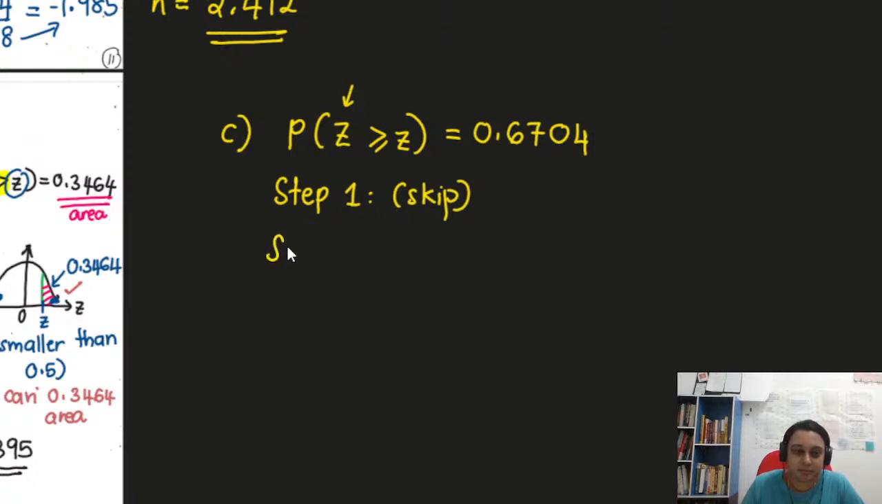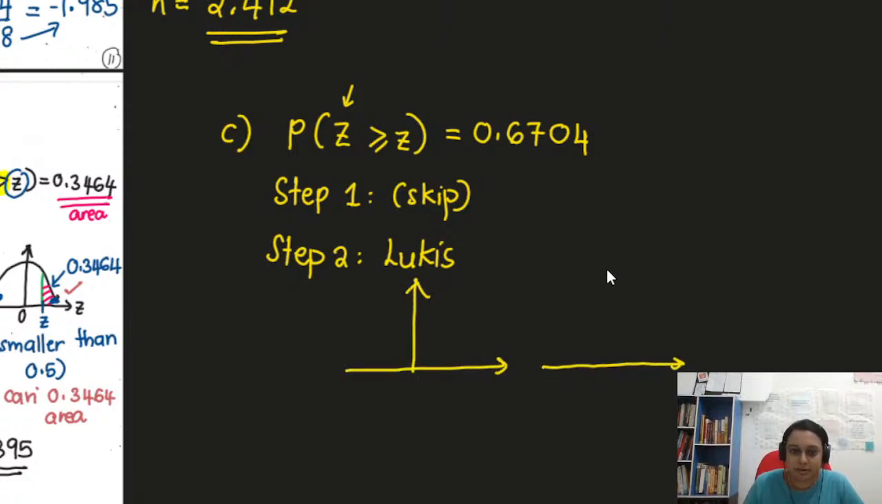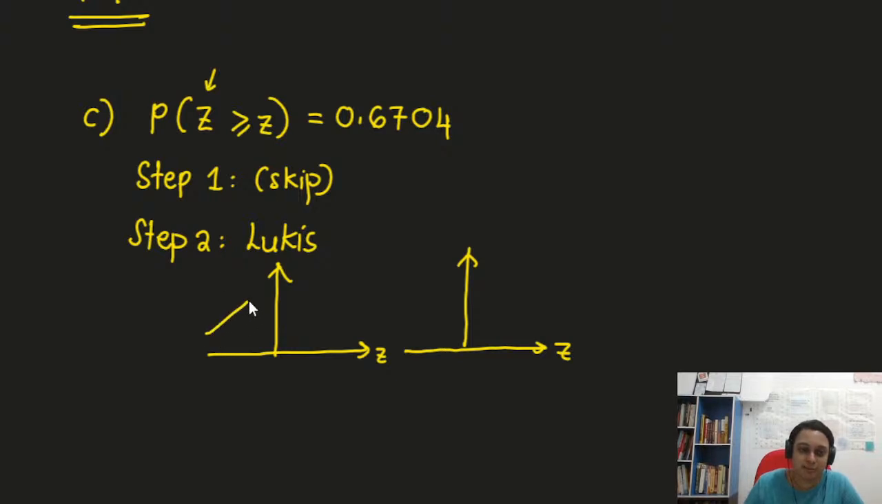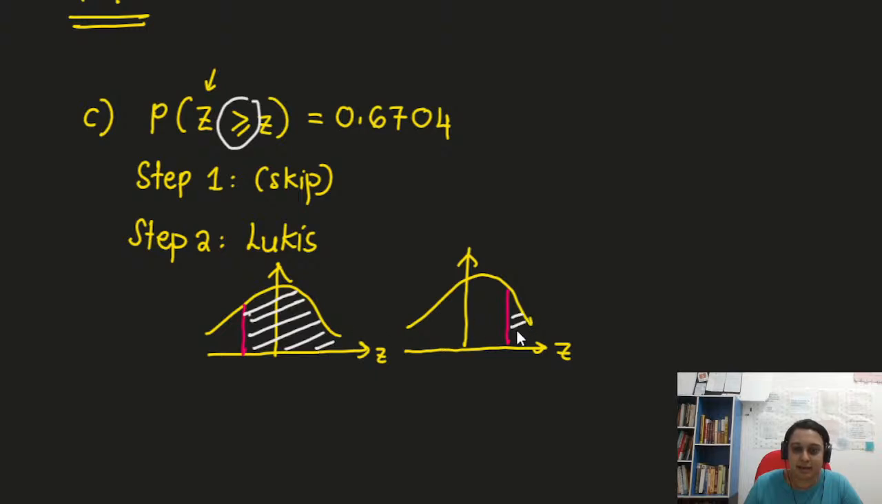Step 2, lukis graph. So we draw the two graphs. Here's Z, here's Z. So you must lukis the bentuk loceng lah. You must draw the bell shape. Okay, and then draw line. One is on the left, one is on the right. Memang always like that. Okay, then look at this. This is bigger than. Bigger than means lebih besar. You shade go to the right side. Pergi ke sebelah kanan.